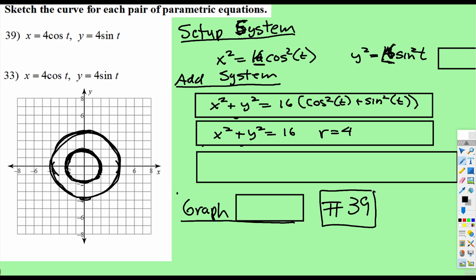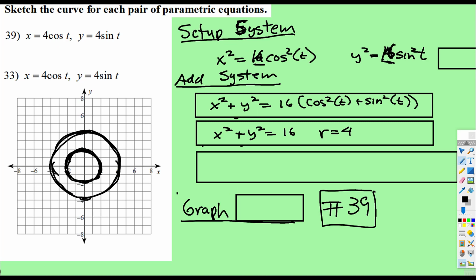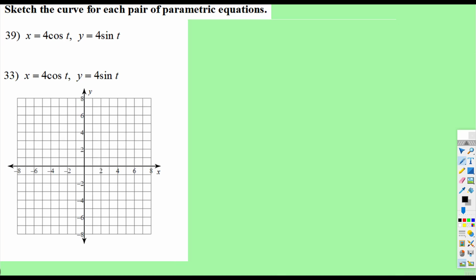So we graphed a parabola from a parametric equation and a circle. Let's see if we've got one more of these. Oh, that's the exact same one.